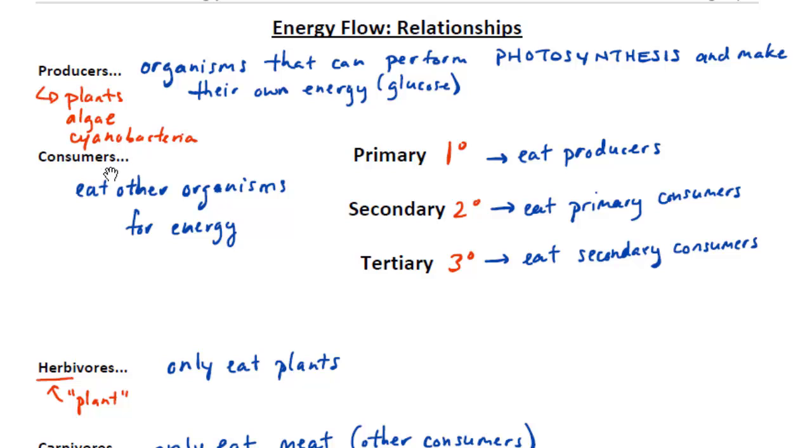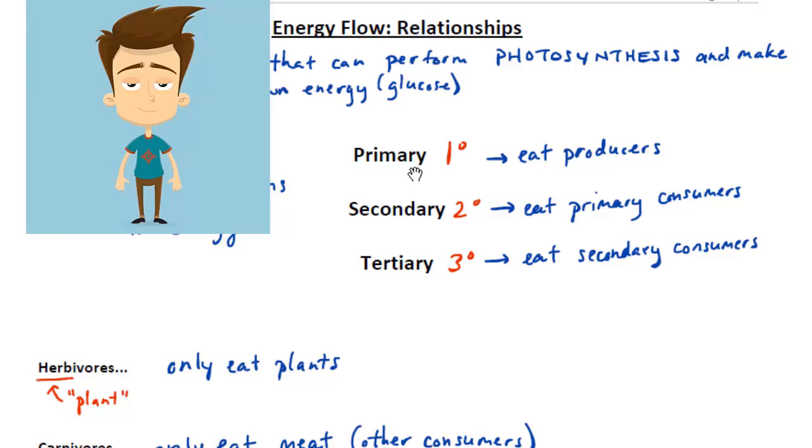Now, a consumer: if you're not a producer, you can't make your own food, then you must consume or eat other organisms for energy. There are different levels of consumers. The primary level, or one with the little not symbol, primary consumers eat the producers. Secondary will eat primary consumers, and tertiary, or third level, will eat secondary consumers. Depending on what you're eating, you can be primary, secondary, or tertiary. It just depends what part of the food chain you sit in.